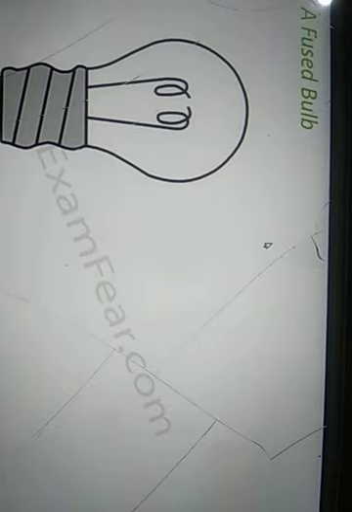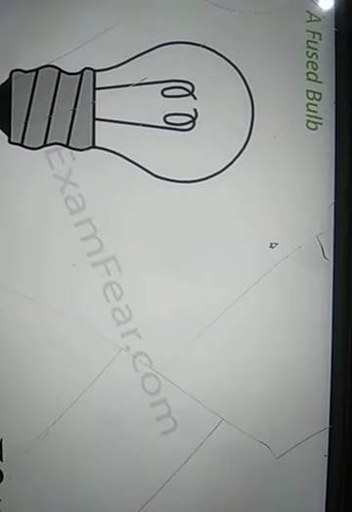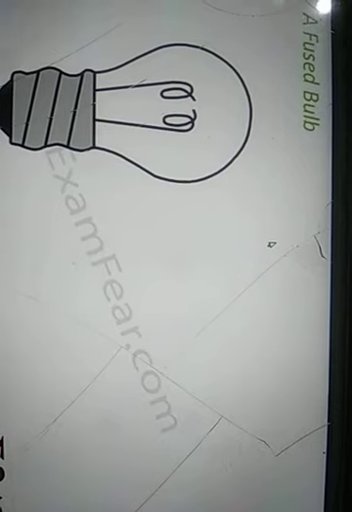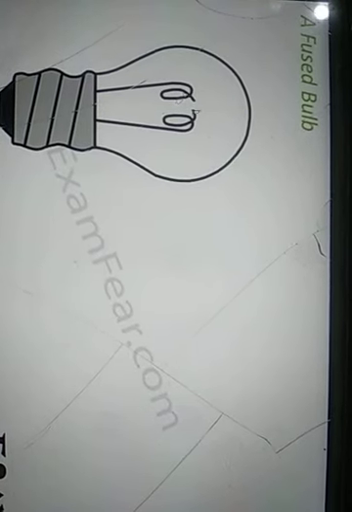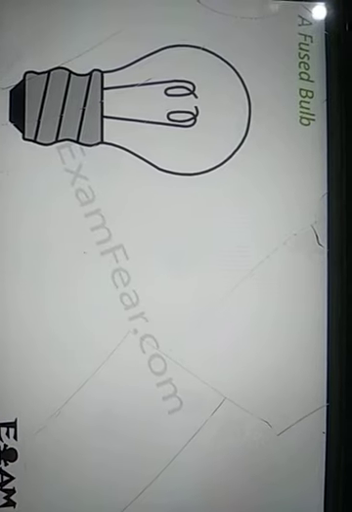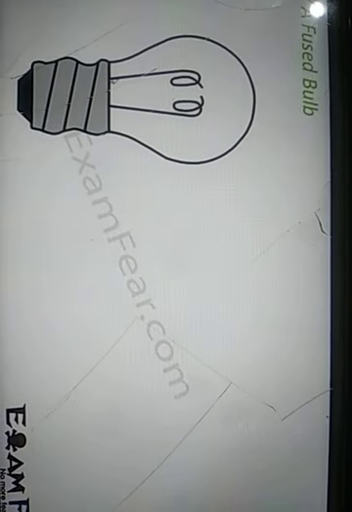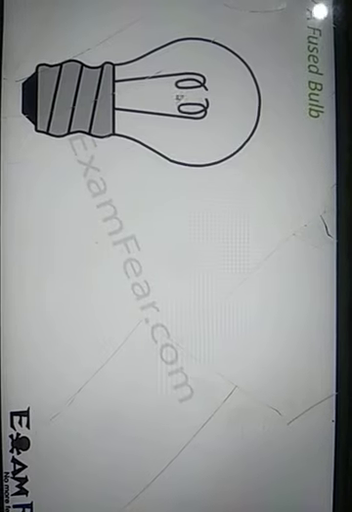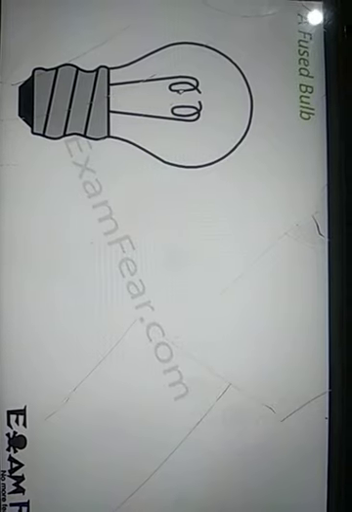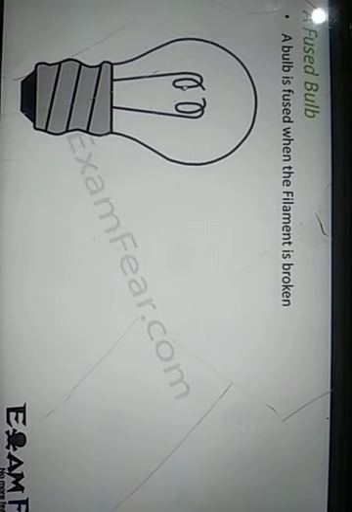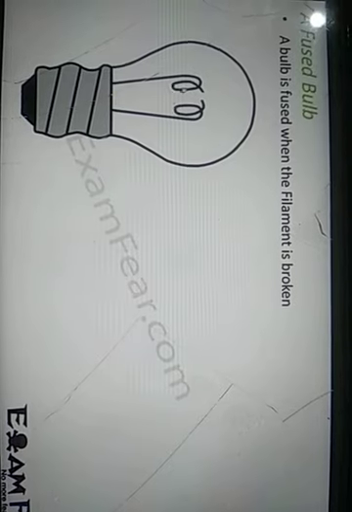So whenever you look at the bulb, you know what that wire inside the bulb is and why it is there. Now what happens in the case of a fused bulb? I am sure you can see the picture and understand what it is. The filament breaks, okay? Due to the broken filament, even though the circuit is complete, when the current has to flow through the filament of the bulb, the path is not complete, and therefore the current is not able to flow, and as a result the bulb doesn't glow. So a bulb is said to be fused when the filament is broken.